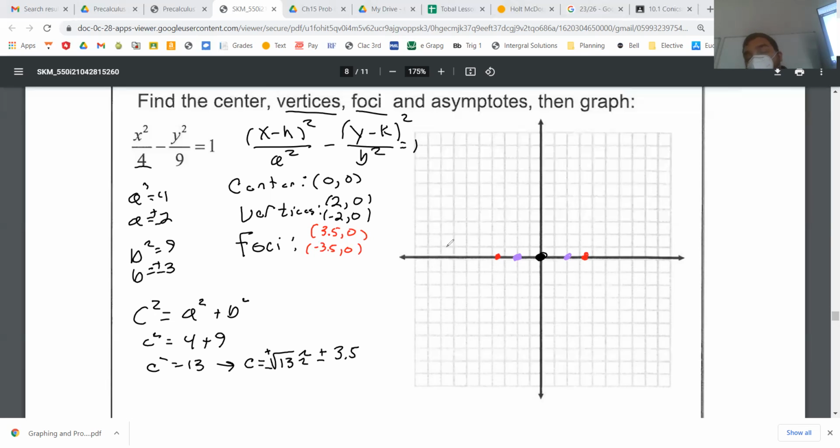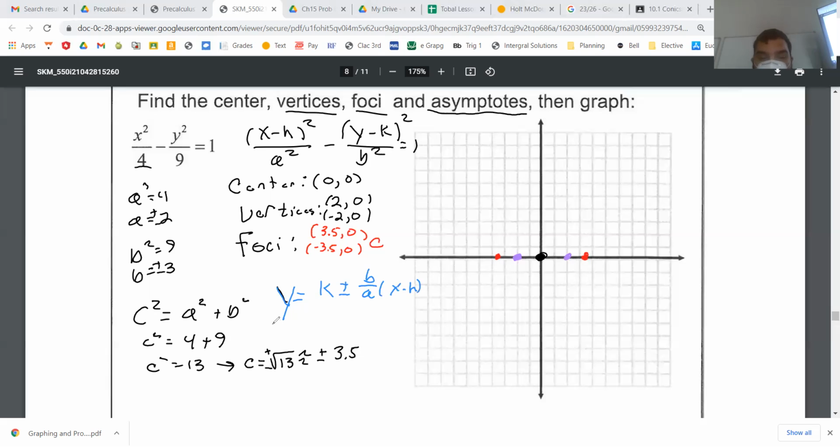Okay, so we have the center, vertices, and foci. These are the three things. What we're going to do now is find the asymptote, which is very particular. The asymptote uses c, by the way, I should point that out. This is a horizontal one, so it's going to be a over b in this case, or I'm sorry, b over a. So y equals k plus or minus b over a times (x minus h).